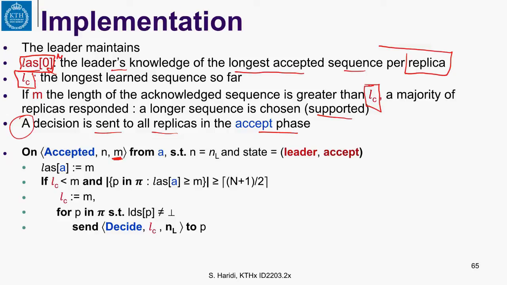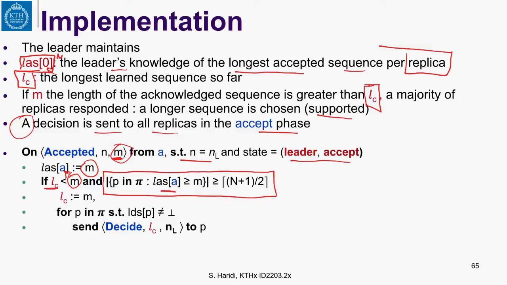So whenever the leader gets an accepted message, M is very interesting now. He is the leader and he is in the accept state. He takes this M and adds it in the position that belongs to the replica A. If M is larger than the longest chosen sequence so far, what is this saying? This is saying that there is a majority in this array or map that have these lengths or longer. Then we can update the longest accepted sequence. This is actually the definition of a chosen sequence. Then we update LC, we basically extend it. So the longest chosen sequence is now longer.